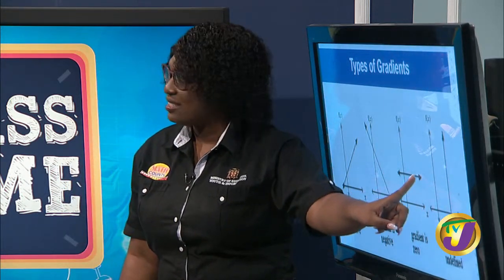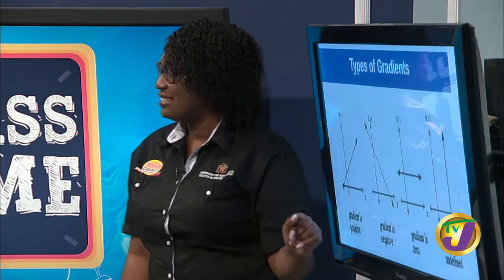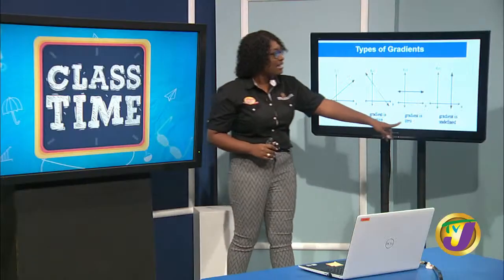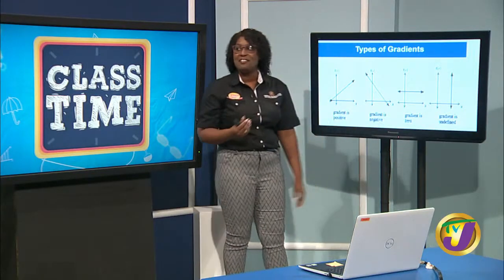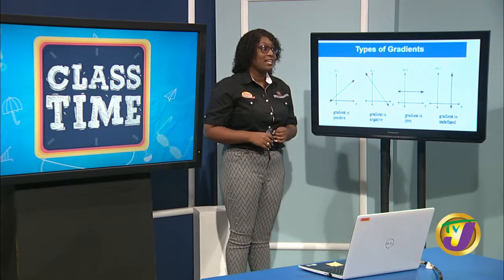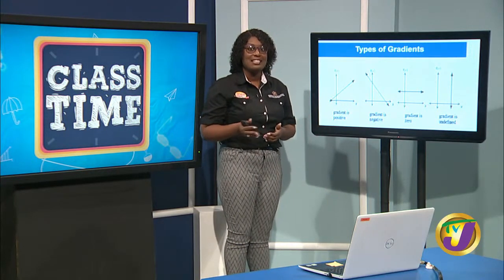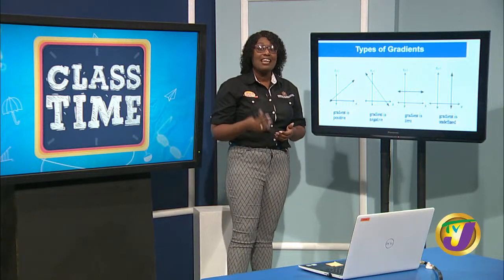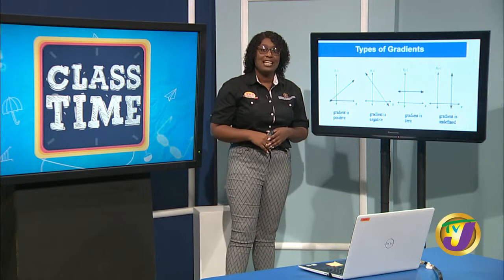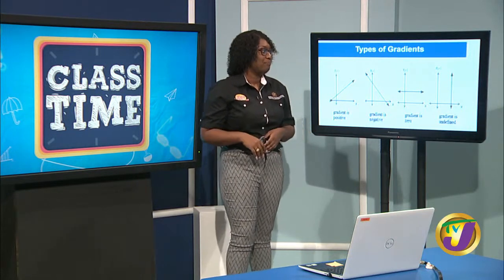What do you notice about this line with no gradient? It's just constant. Just a horizontal line, so we're not going up and we're not coming down. It's just going straight across. And then we have a gradient that is undefined. So these are our 4 main types of gradients. You can have a positive gradient, a negative gradient, a constant gradient, or a gradient that is 0, and we can also have a gradient that is undefined.